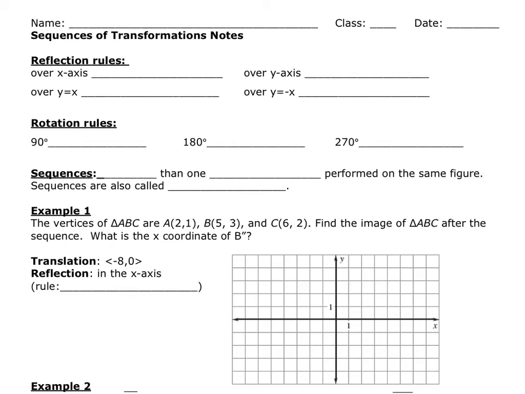On this last set of notes, we're going to talk about sequences of transformations. And what that means is we have more than one transformation that's performed on the same figure. So we're going to talk about that later. But first off, let's review a few of our different rules that we know.